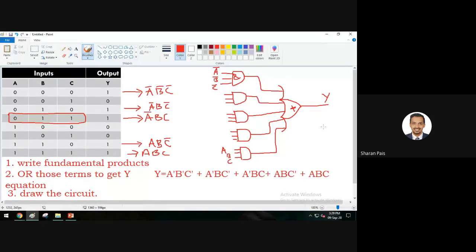Fine. So any doubts? Anyone is having any doubts with respect to your SOP equations? So how to write an equation, how to write the fundamental products, how to write the circuit. These 3 points you have to learn properly. Anyone is having any doubts?